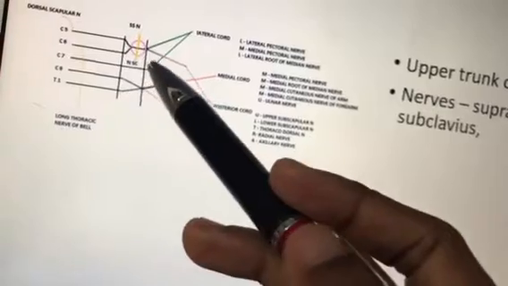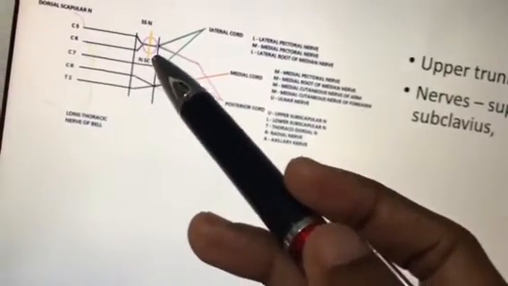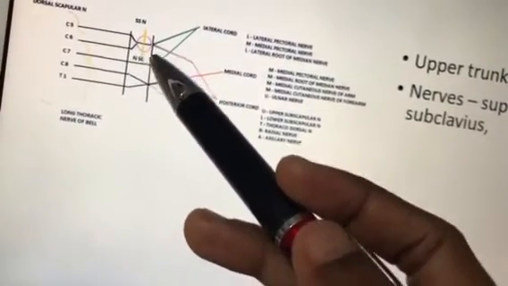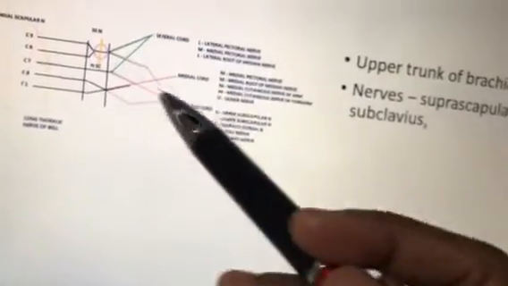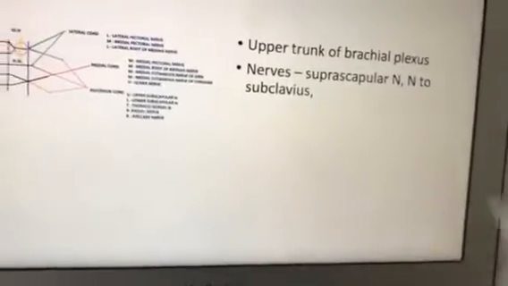The next thing is subclavius. Nerve to subclavius supplies subclavius. Subclavius stabilizes the joint. So drooping of the shoulder occurs. Understood? So these are the components of Erb's paralysis. So this is about the Erb's.